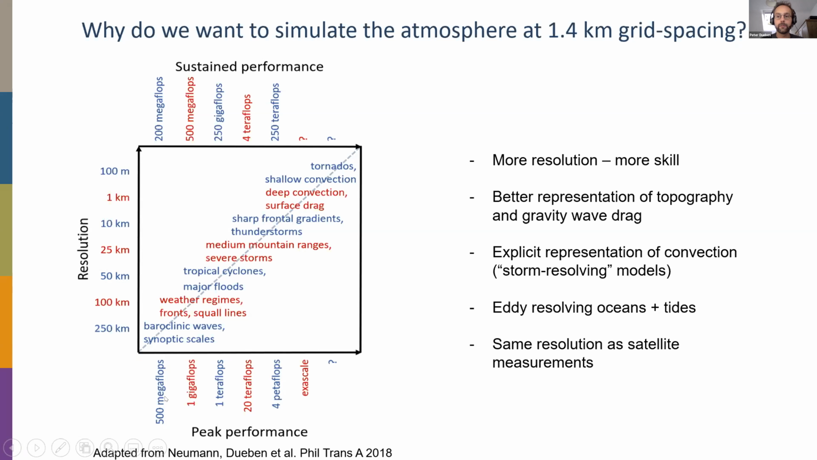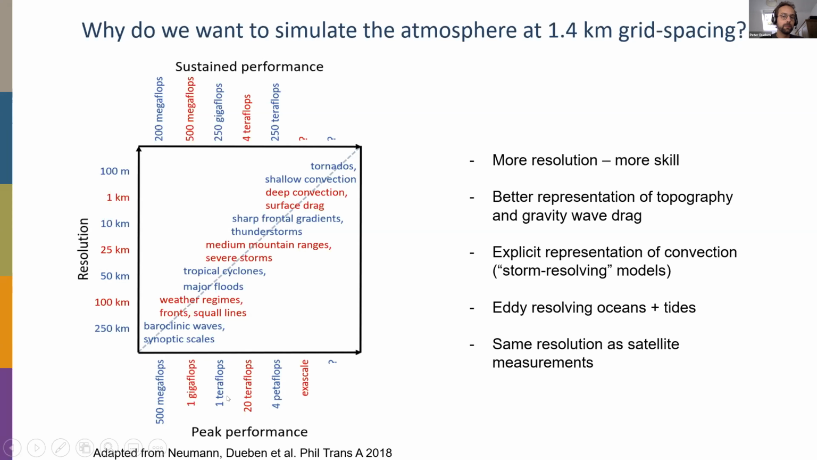And you see the peak performance that we had at ECMWF when we were able to work with this resolution level on the x-axis, going from 500 megaflops all the way to 4 petaflops that we have at the moment. And soon this is going to be upgraded to a new machine. Now we're reaching into the exascale, and we're hoping that we will be able to go to 1 kilometer, which will allow us to represent deep convection and surface drag explicitly within the simulations.